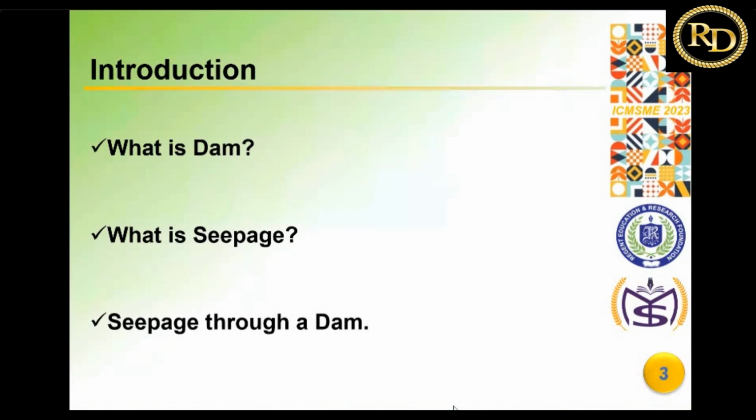What is seepage? Seepage is a flow of water through pores or porous media due to potential head difference. Seepage occurs in all types of dams, even in RCC gravity dams. Now the question comes, why is there seepage through a dam? Due to potential head difference, seepage always occurs through the body of the dam and its foundation.